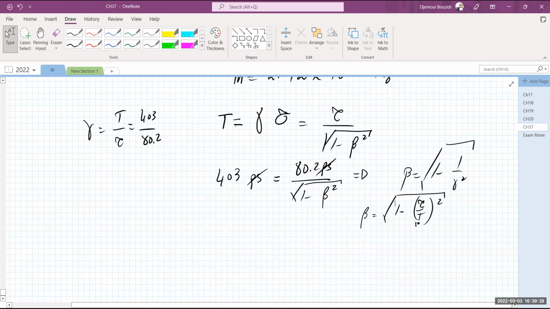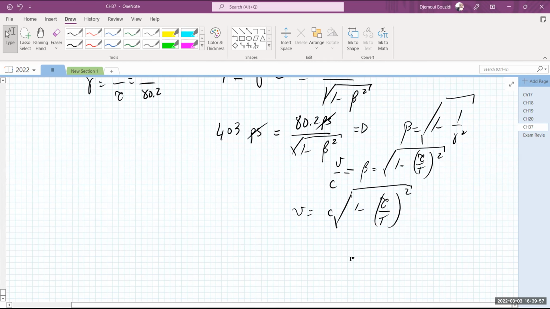Okay, so all I have to do now is find what beta is. Once I find beta, which is v in terms of c, really, so this is v over c. So we should be able to say that the velocity of these particles is the square root of 1 minus tau over T squared. Tau is 80.2, the T is 403, so this is roughly about 1/5, squared. So you can do the math in here. So this is the square root of 1 minus 1/5 squared, which is the square root of 24 over 25 times c. That's a very large velocity, isn't it? It's almost the speed of light.